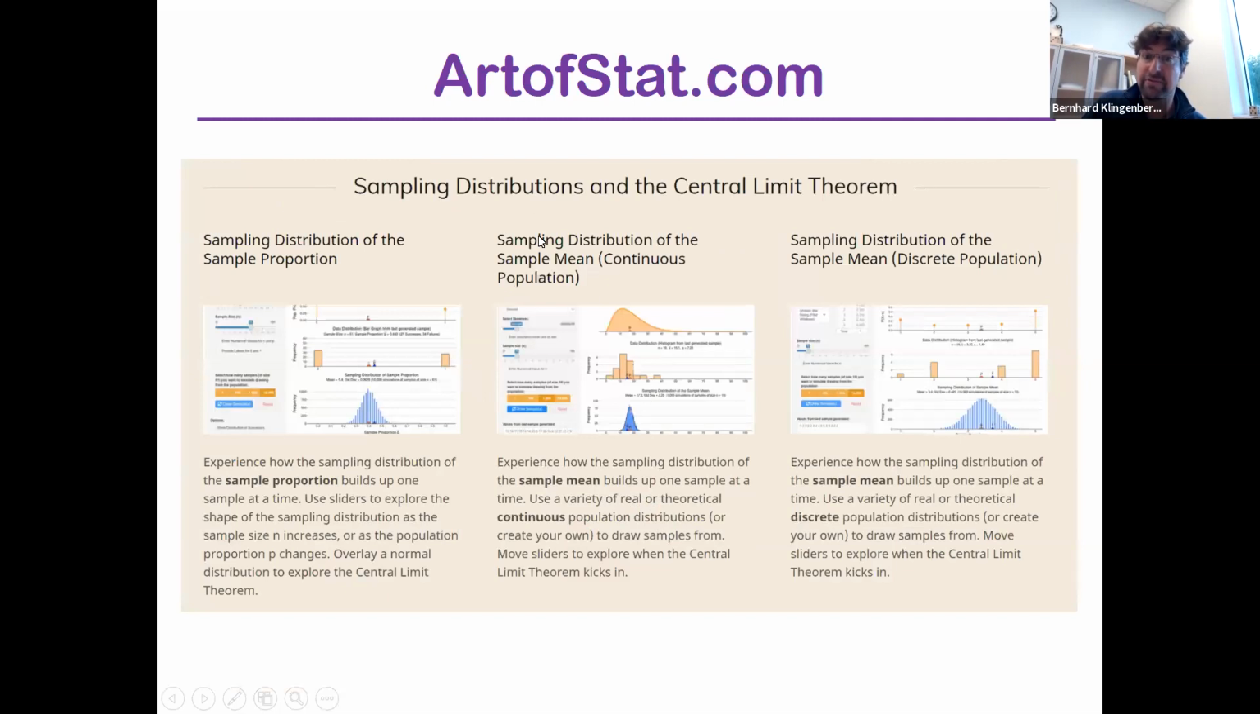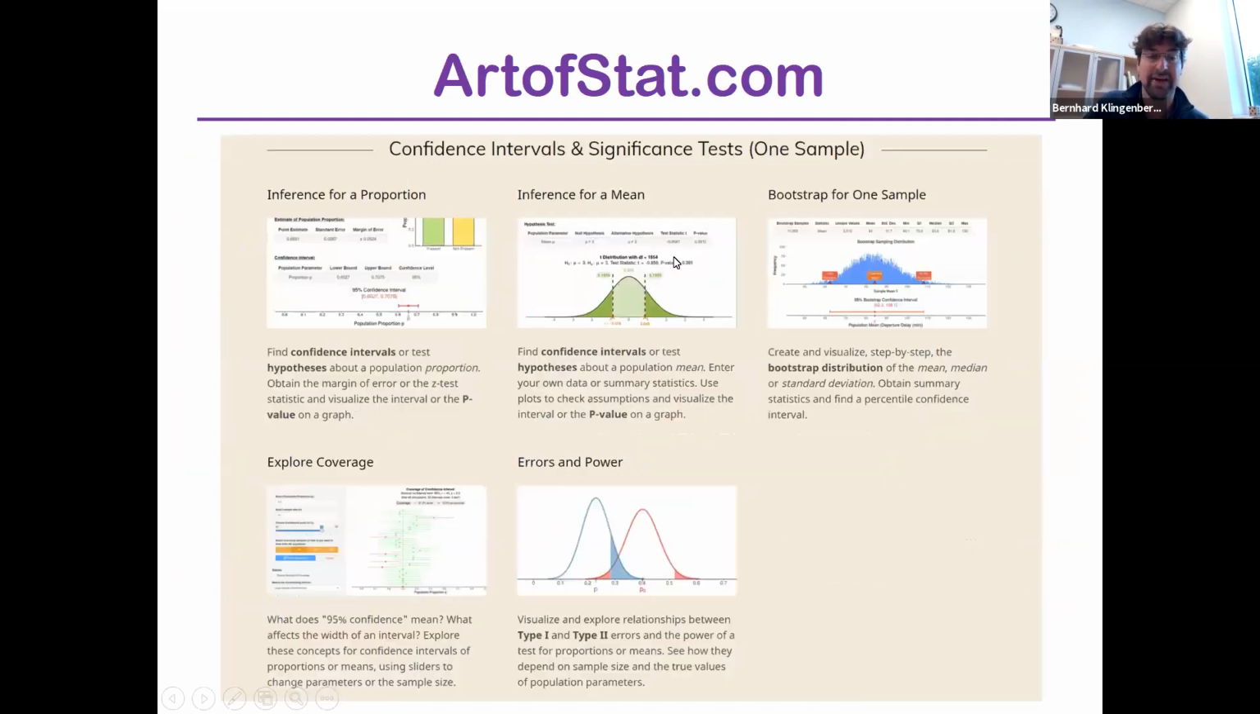There are apps that explore more concepts, particularly here about sampling distributions for proportions and means. I don't know if you have time to do that. I didn't plan. Well, maybe we'll see one of them where you ask about one of these. And then there are apps about inference. These are just basic inference for a single proportion, for a single mean, and then concepts like what does coverage really mean, or what's the relationship between type 1 and type 2 error, and so forth.